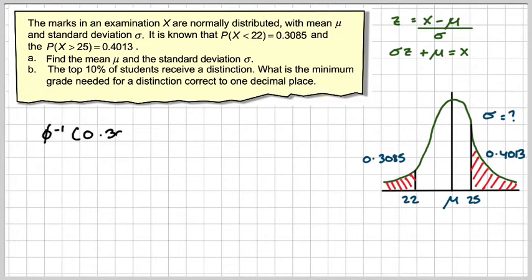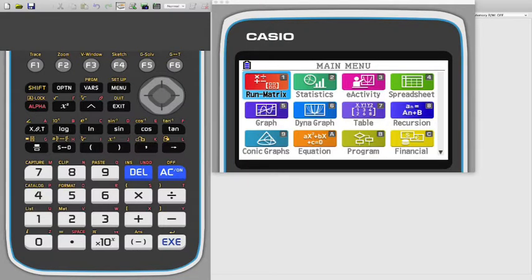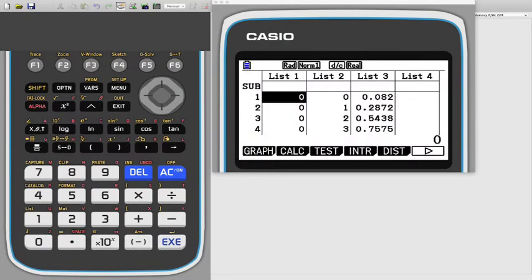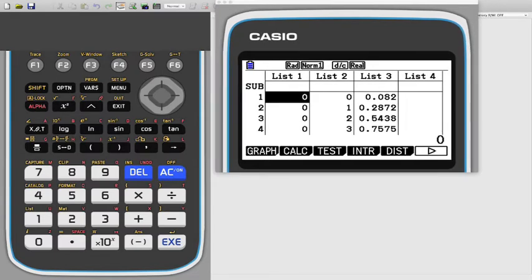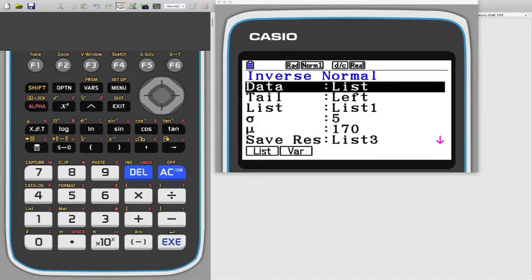Okay, so we'll need to do phi to the minus 1 of 0.3085 for the standard normal variable. Now, there are several ways of doing that using the graphics calculator. First of all, go to statistics mode and select distribution, which is F5, and then select normal, which is F1, and inverse normal, which is F3.